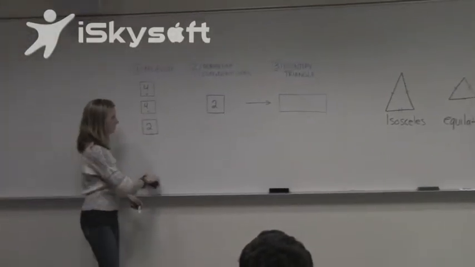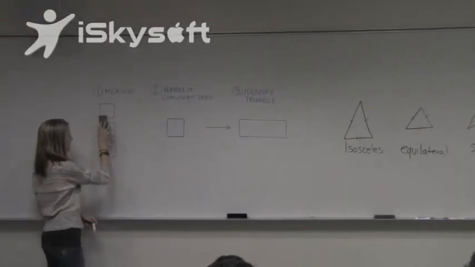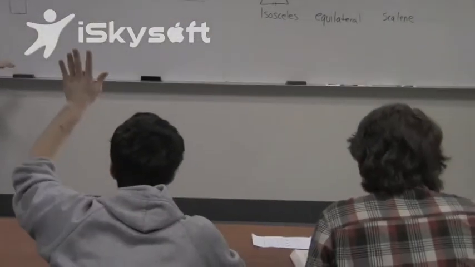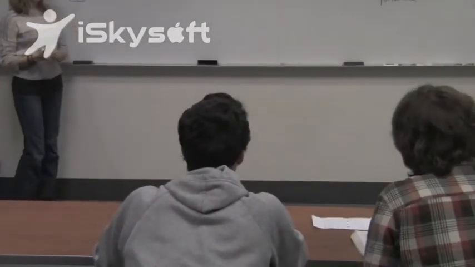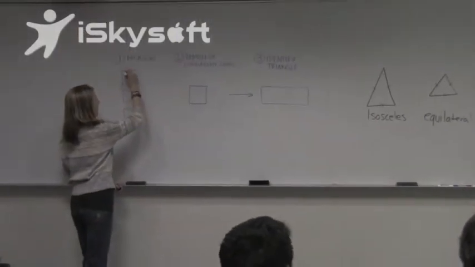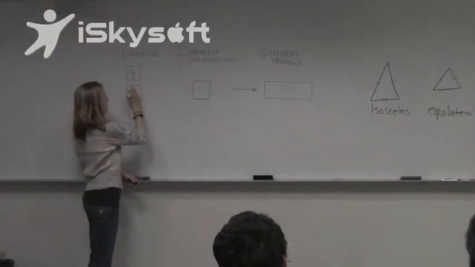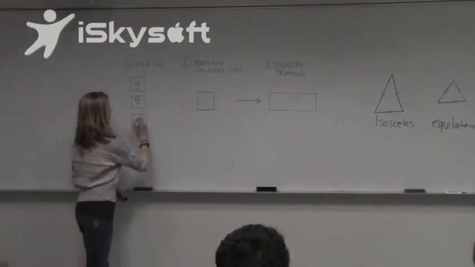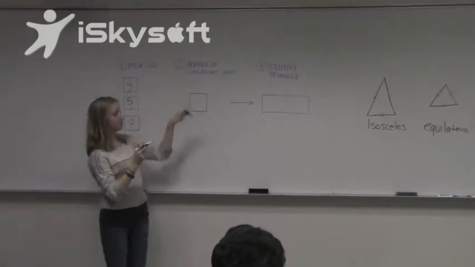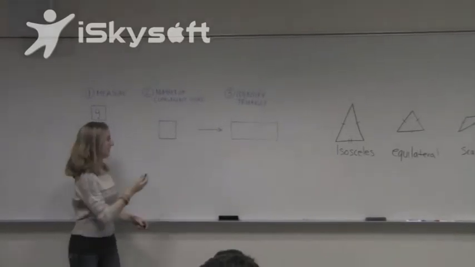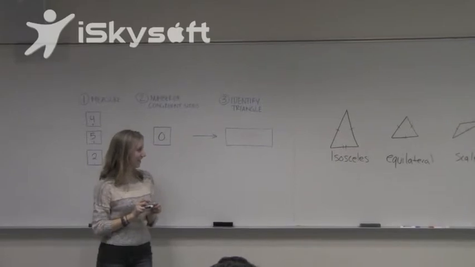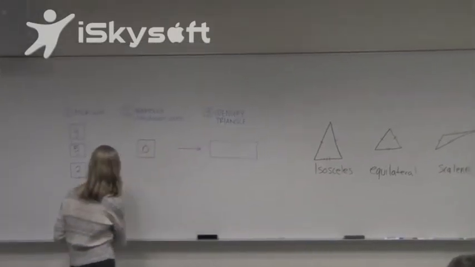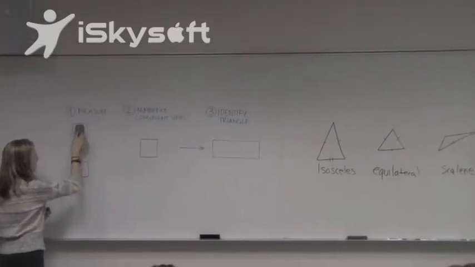Excellent, that was perfect. Alright, does anyone else want to share theirs? Sure. Alright, so step 1, measurements. What were your measurements? We had one side that was 4 inches, one side that was 5 inches, and one side that was 2 inches. Alright. And then step 2. They had 0 congruent sides, so it must have been scalene. Perfect. Does anyone have any questions? No?